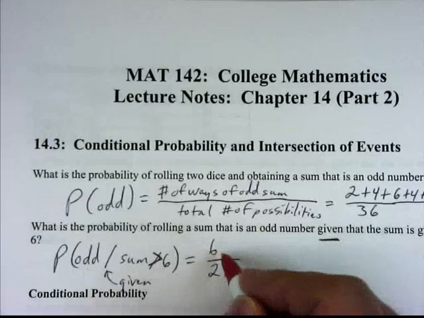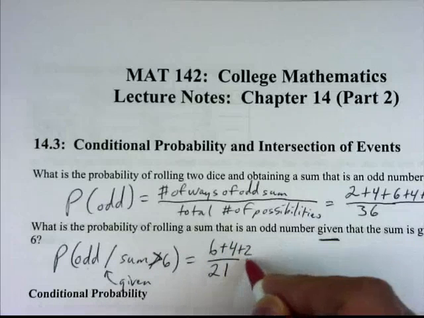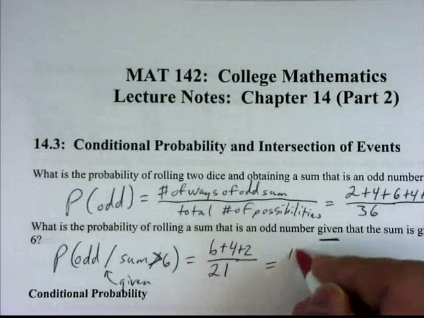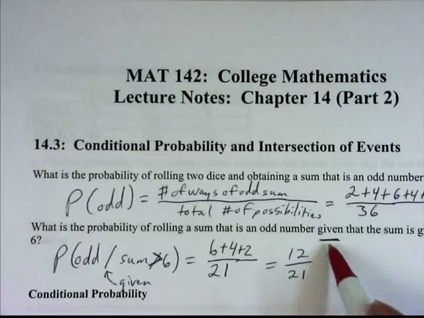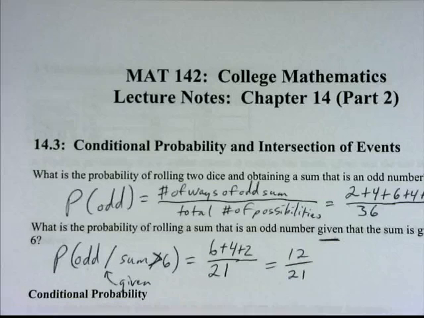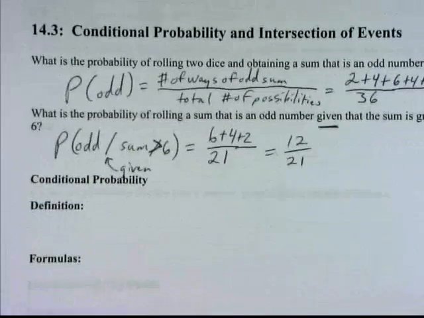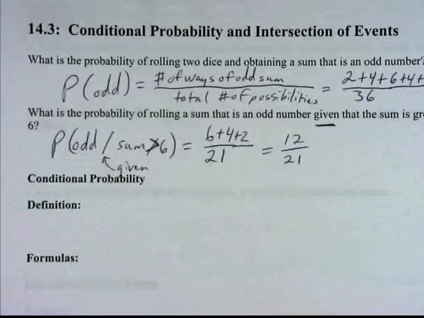Well, the 7, and there were 6 ways to get a 7. The 9, there was 4 ways to get a 9. And an 11, and there was 2 ways to get an 11. So there's 12 out of 21 possibilities. So what this given does is it basically changes what our sample space is. So that brings us to the idea of conditional probability. We have placed a condition on what's happening.